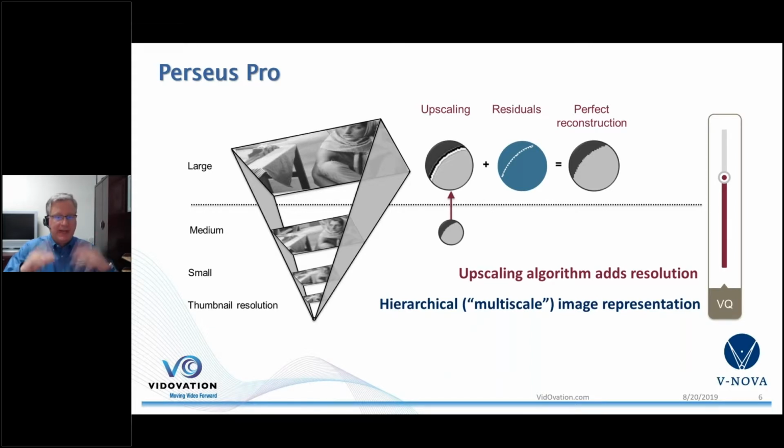These downscalings and upscalings happen in parallel. So the throughput is very quick. Hence the latency of Perseus Pro is much less than some of the other standards that are out there.